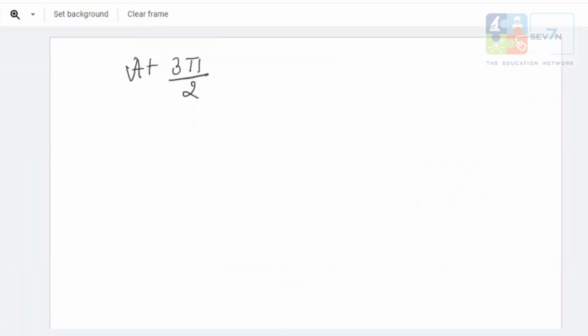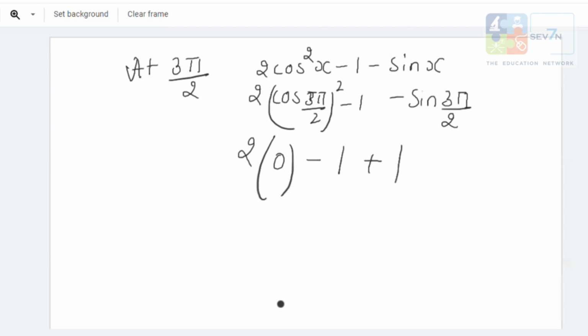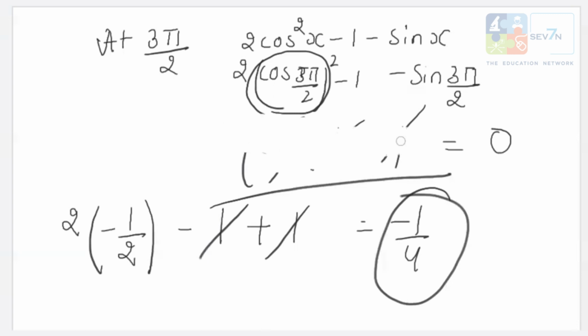Give me 1 second. 2 cos square x minus 1 minus sin x, right? So 2 cos 3 pi by 2 the whole square minus 1 minus sine 3 pi by 2, right? So cos 3 pi by 2 is what? 0? Cos 3 pi by 2 is 0, yes. Minus 1 minus, sine 3 pi by 2 is minus 1. Then how is it negative? See, here I have written cos 3 pi by 2 is not 0. Cos 3 pi by 2 is minus 1 actually.